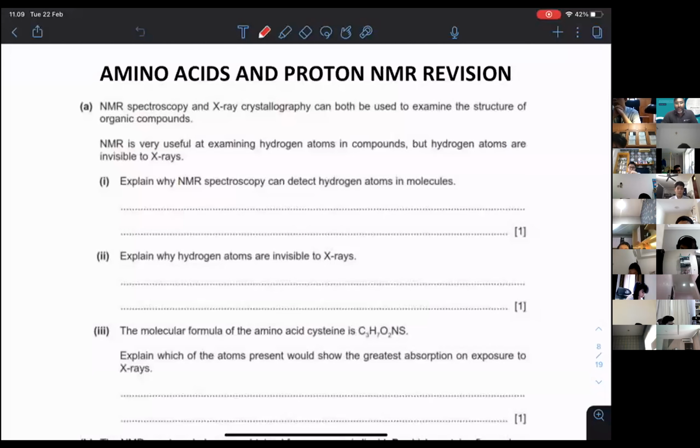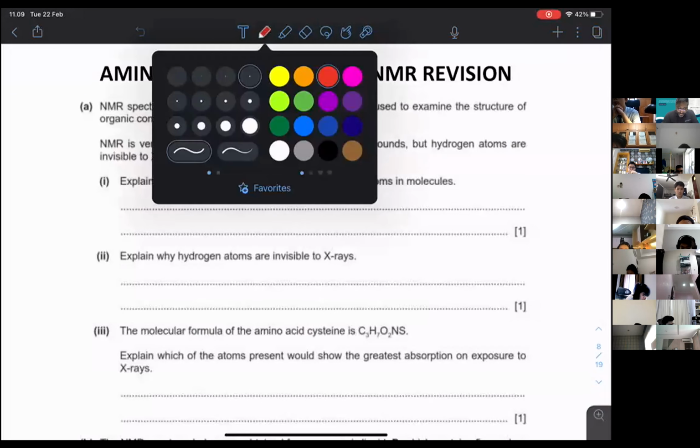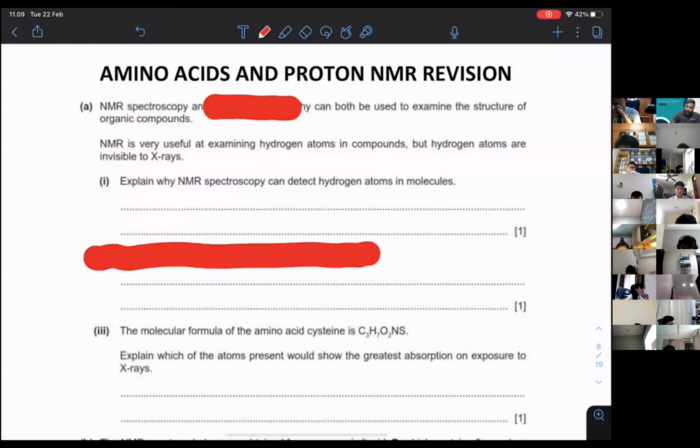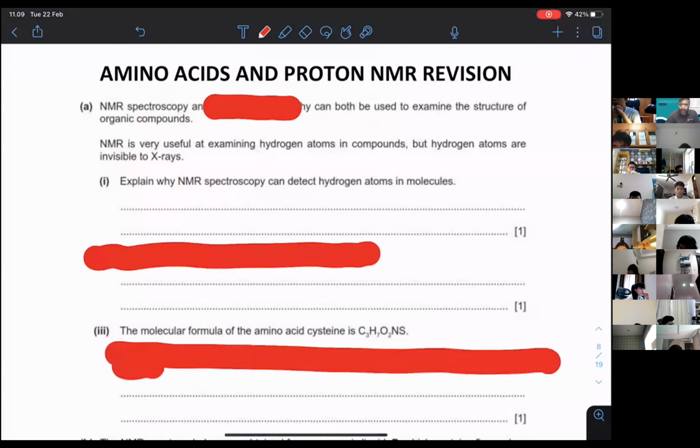Time, yeah, in our syllabus they have removed X-ray crystallography, so you do not need to know about that. So this one erase, no need. Only focus on NMR spectroscopy, and this one no need to do. This also no need to do. The rest we can do.